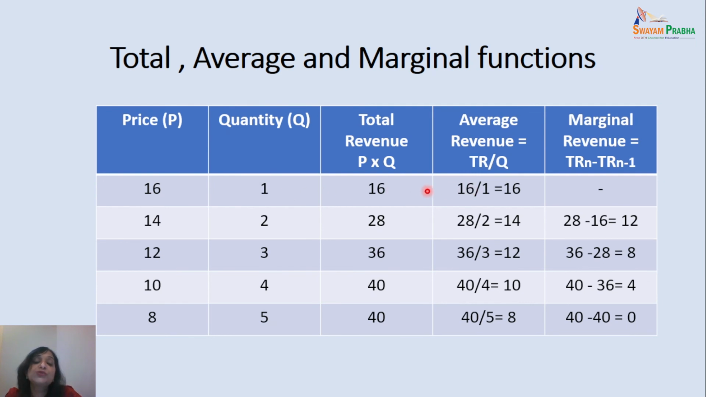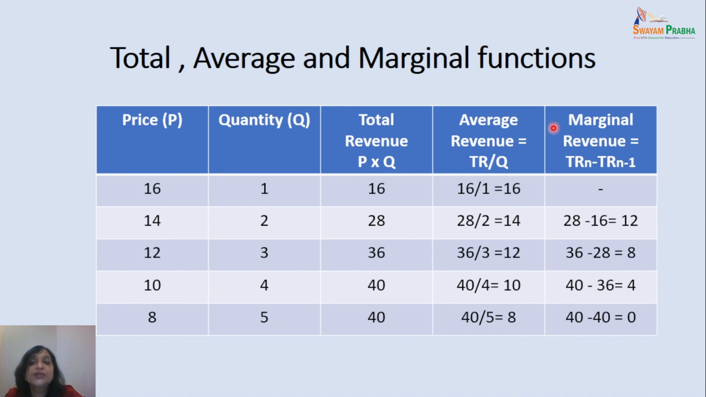So if my total revenue is 16 in the first instance, how many units am I selling? 1 unit. So 16 divided by 1 is 16. Then if you're selling 2 units, how much total revenue are we earning? 28. So average revenue will be 28 divided by 2, which gives you 14. This means on an average I am earning 14 rupees by selling 2 units. Similarly, we have done it for the rest of the units or quantities.